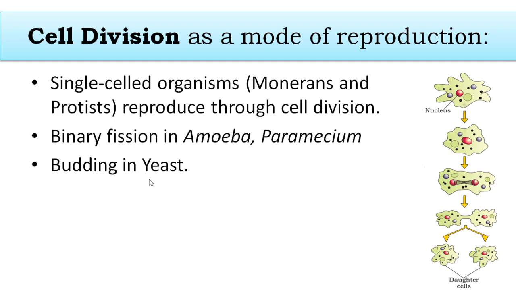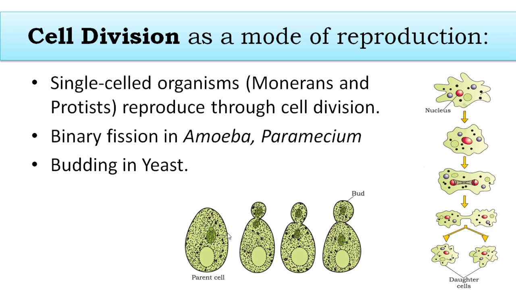And then we also have budding in yeast, right? Yeast is a single-celled eukaryotic organism. It reproduces through the budding process, in which the cell divides and a small bud is produced. That bud grows, detaches itself from the parent cell, and becomes a new yeast cell. This is called budding. Now try to differentiate between the binary fission observed in amoeba and budding observed in yeast.